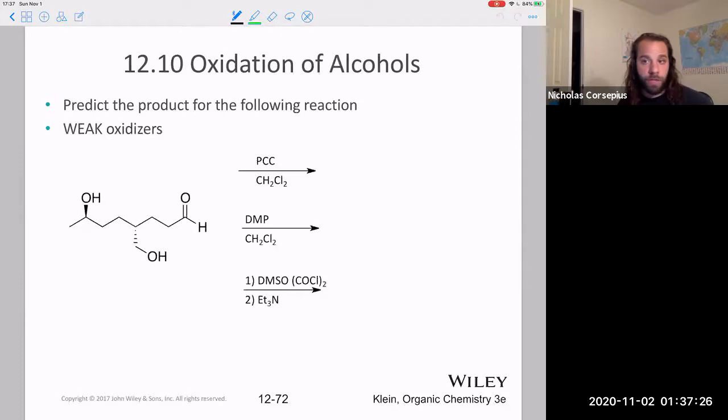So then we learned about three weak oxidizers. What's the whole shtick with the weak oxidizer? It stops at that aldehyde step. So we have the same molecule here, a secondary, a primary, and an aldehyde.